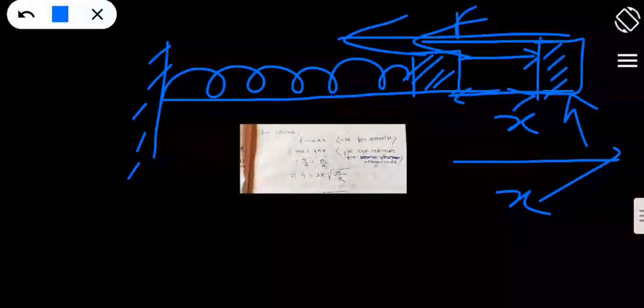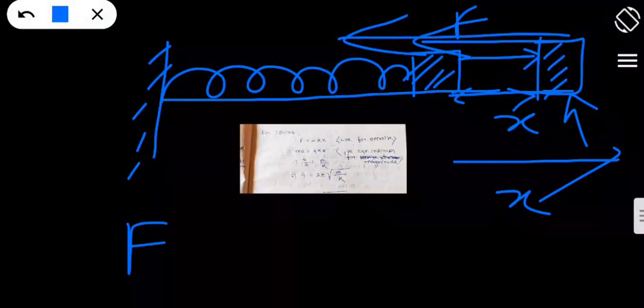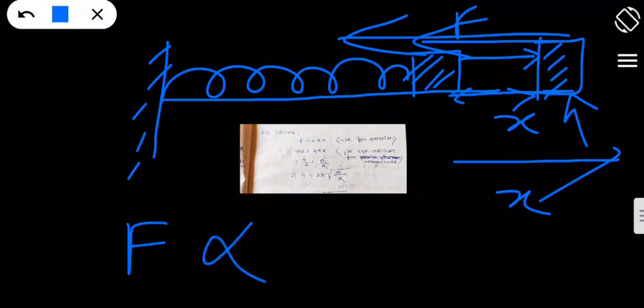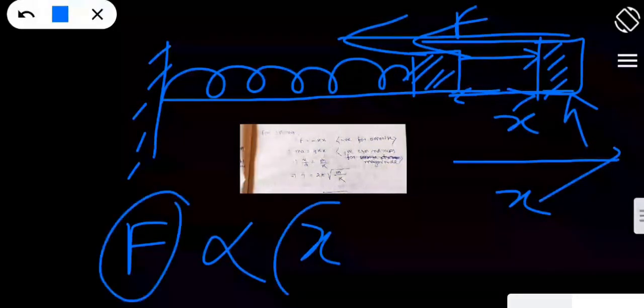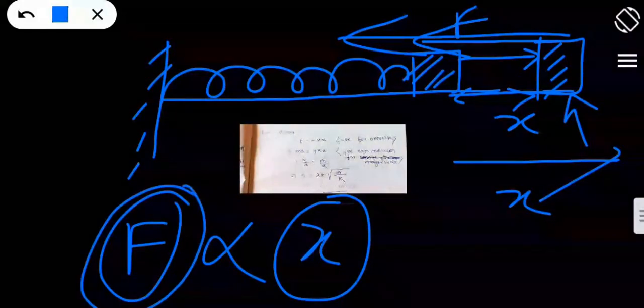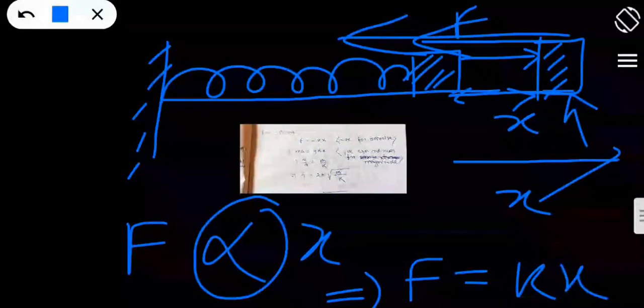So if I write the equation, then the restoring force is directly proportional to your displacement, because how much you displace, that much amount of force is going to be produced, right? So this force obviously depends on your x. What kind of force is this? It is your opposing force, or restoring force. So F is proportional to x. If I remove this proportionality symbol, this will become F equal to kx. One constant will be multiplied, and it will be F equal to kx.